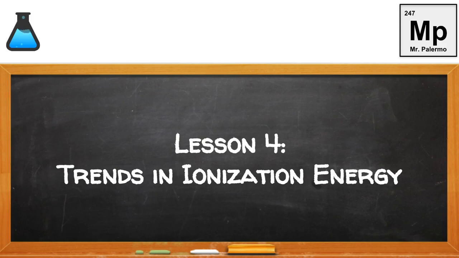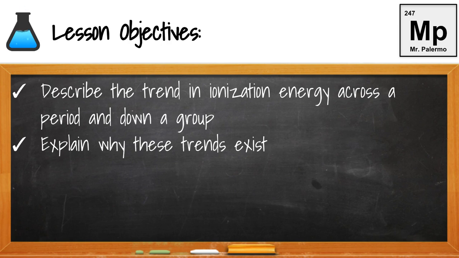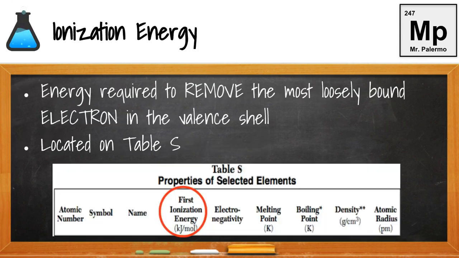Welcome to Lesson 4, Trends in Ionization Energy. Our lesson objectives are to describe the trend in ionization energy across a period and going down a group, and explain why these trends exist.